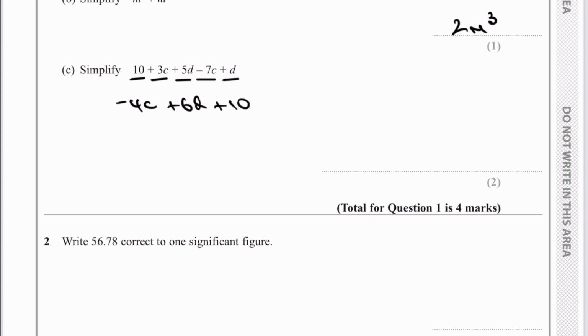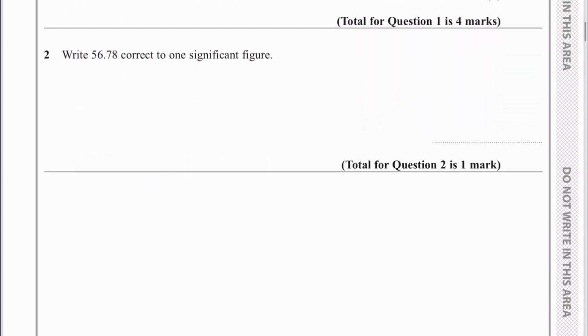Okay, now you could leave it at that if you wanted to. I'm just going to make it a little bit tidier by putting the 6d first. Now I've got 6d minus 4c plus 10, and that would get you the full 2 marks. You would get 2 marks anyway had you written this particular solution. Okay, so let's move on then to question number 2.